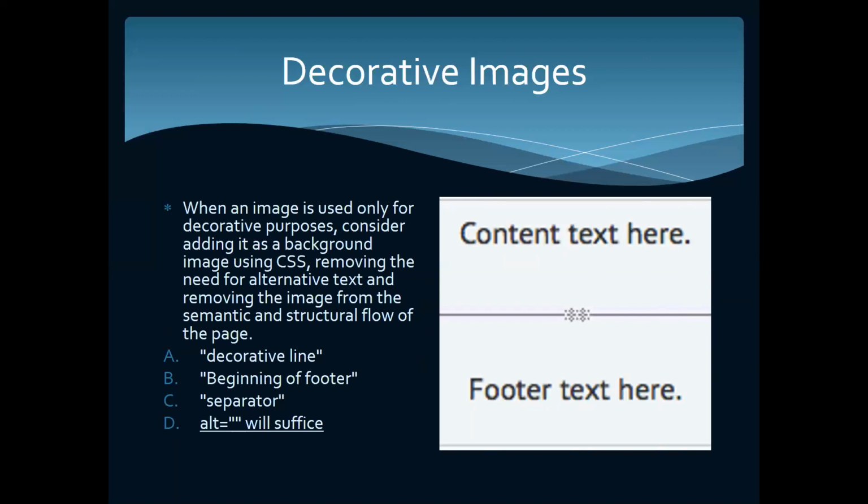When an image is used only for decorative purposes, it is often best to remove the image from the flow of the page itself, from the HTML content, and add it instead as a background image using cascading style sheets, or CSS. This will remove the need for alternative text at all and will remove the image from the semantic and structural flow of the page.